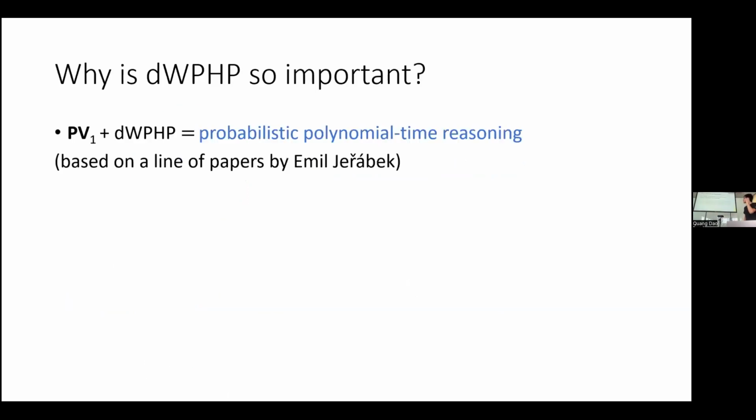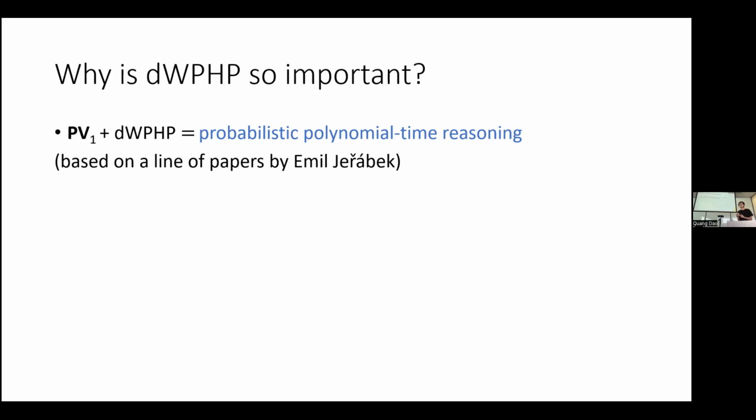What makes Krajicek's question very appealing is an argument made by a line of papers by Emil Jerabek, which states that PV1 plus the dual weak pigeonhole principle is the right theory that characterizes probabilistic polynomial-time reasoning. Here the term probabilistic polynomial-time reasoning is not a formal definition, but he used some results to argue that if you have the dual pigeonhole principle, then you have most of the things you need in complexity theory and cryptography for probabilistic reasoning.